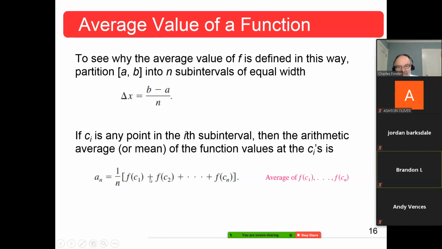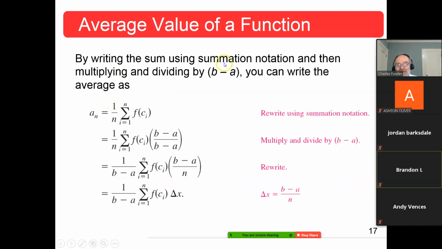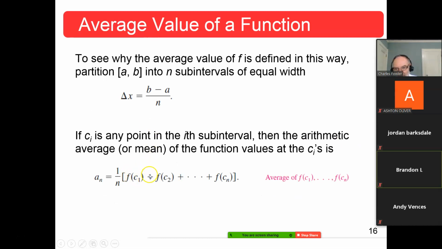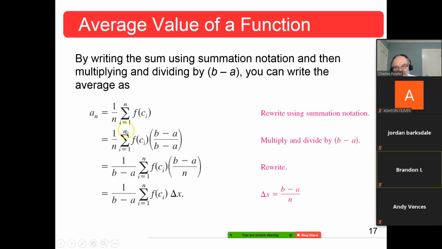Okay, now if you think of that, this is the b minus a, well, let's watch them do it. By writing the sum using summation notation, then multiplying and dividing by b minus a, you can write the average as this. Here was the average we just said. Pull the 1 over n on the outside because it has no i in it, and this was your f of c sub i. That's exactly what this was here. Summation of all your f of c sub i's from i equals 1 to n. The 1 over n didn't have an i in it, so you can pull that outside the summation.